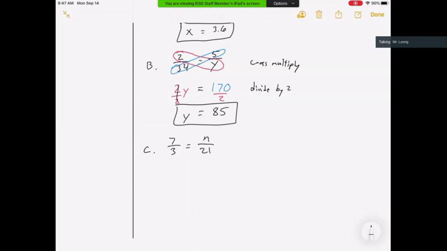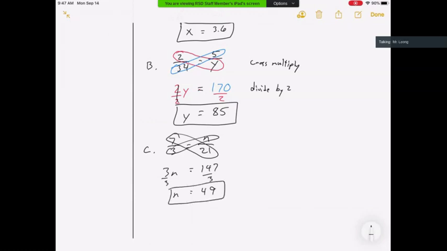Okay, let's take a look. All right, so this is what I'm gonna do. I'm gonna do this one fast. Okay. 3n is equal to 7 times 21, which is 147. Divide by 3, divide by 3, and I get n is equal to 49. Yeah, n equals 49. Very good.